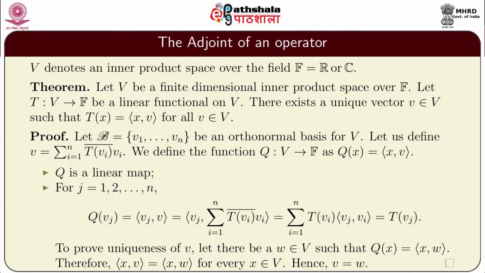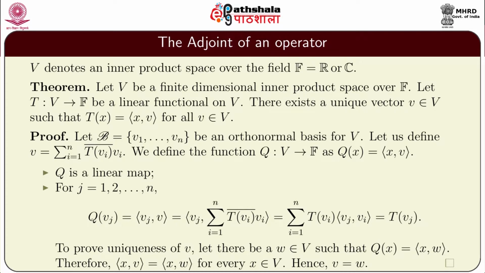Proof: we already know that every finite dimensional inner product space has an orthonormal basis by the Gram-Schmidt process of orthogonalization. So, let us start with an orthonormal basis B given by v1, v2, ..., vn. We define the vector v to be the summation i equal to 1 to n of T(vi) conjugate vi.